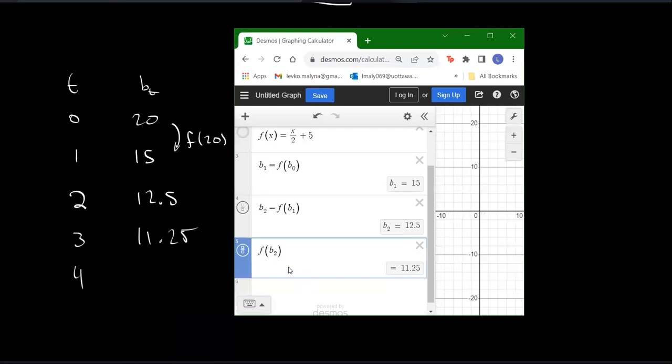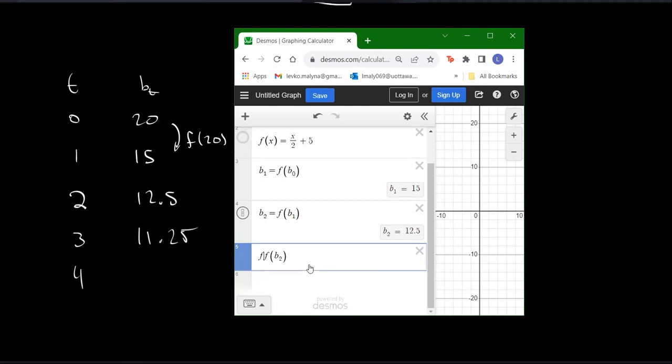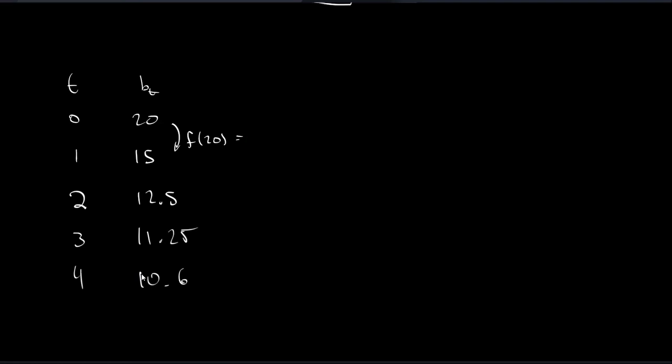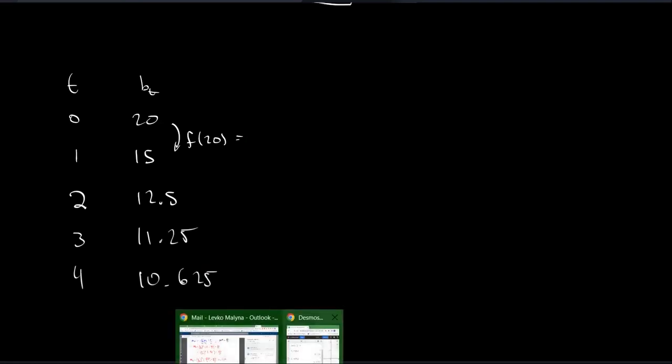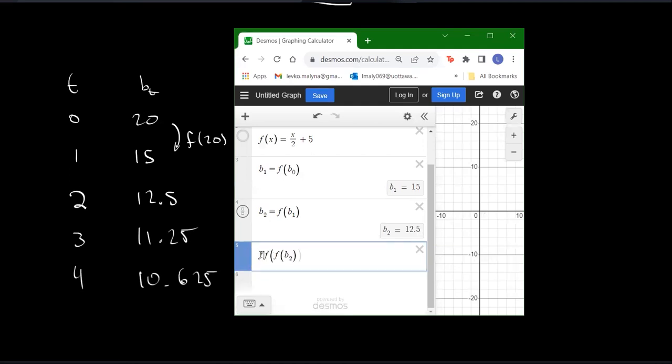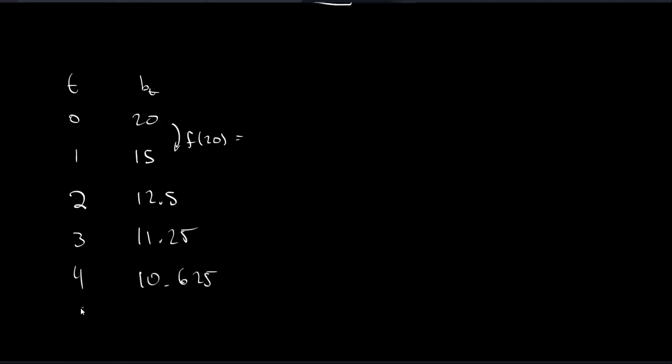Then that's b3, and if I take f of b3, it gives me 10.625. And if I take f of b4, it gives me b5, which is approximately 10.3.